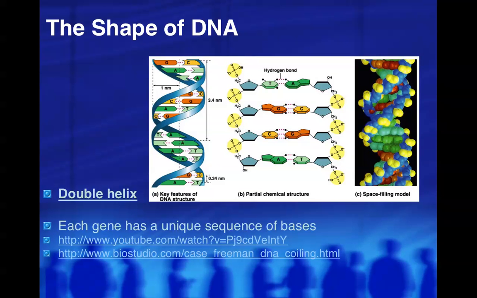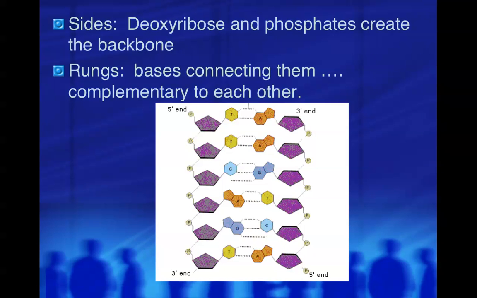Another aspect of the DNA was the shape and the fact that it's a double helix. It's not actually like a ladder, but it's like a spiral ladder. If you have those spiral staircases in some of the older buildings, that is what your DNA looks like. And each gene, if you remember back to cell division and genetics, has a unique sequence of those bases. So those nitrogen bases actually have meaning, and the order of them has meaning. So, as I've said, the sides of the ladder are the deoxyribose and phosphates, and then the rungs are the bases connecting them, and they are complementary to each other.